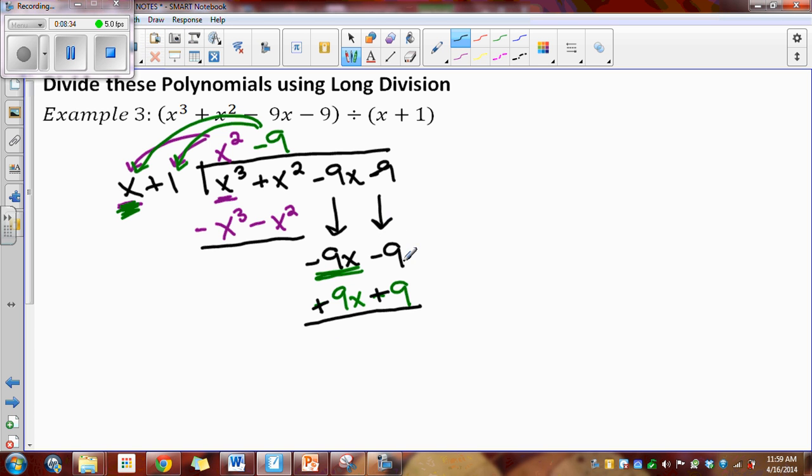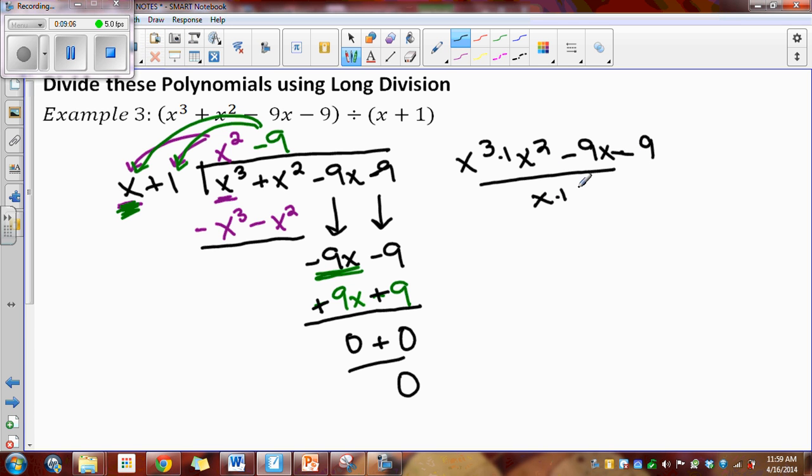And now you see why it's good to have brought down this term, this minus 9 from the original problem, because we start by subtracting the first two. Minus 9x plus 9x is just a 0, and minus 9 plus 9 is 0. So once again, we have a remainder of 0. And our final answer for x cubed plus x squared minus 9x minus 9, all divided by x plus 1, is equal to x squared minus 9. So there's your answer.